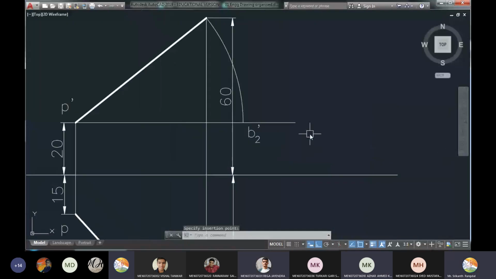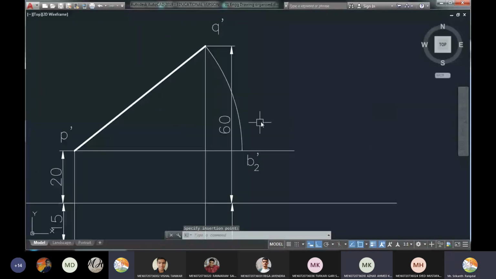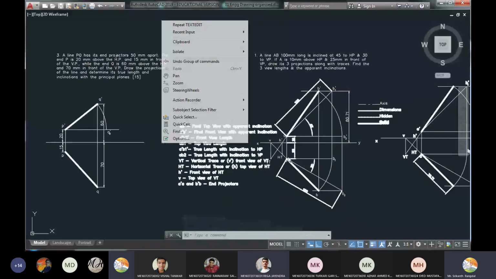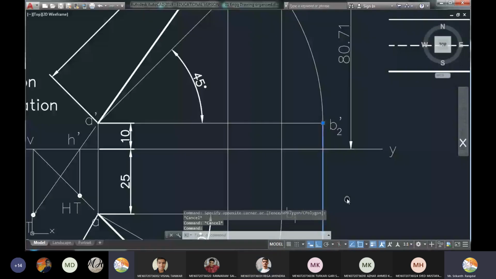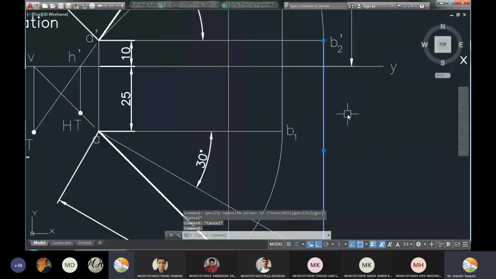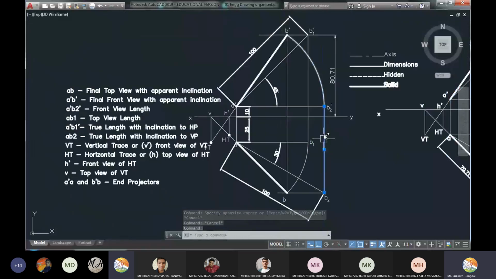There it was Q2 dash. Here it should be Q2 dash. Now from B2 dash, what is drawn here? We need a vertical line. And from B, we need a horizontal line. So they will both intersect at B2.